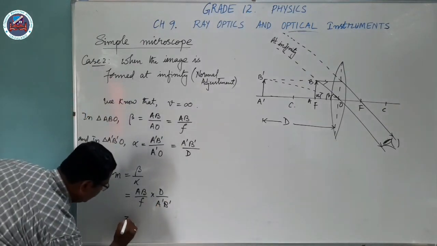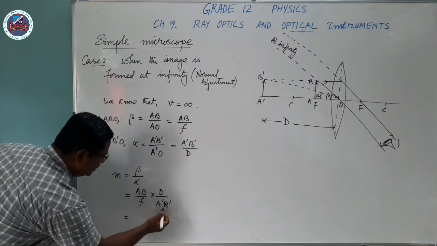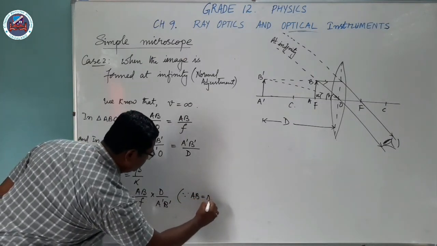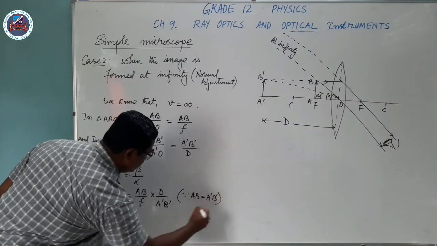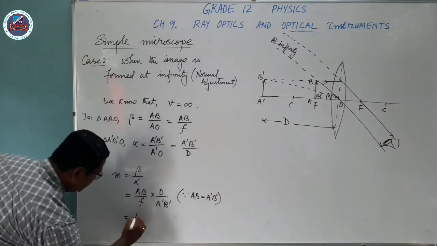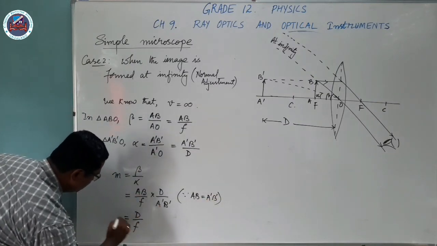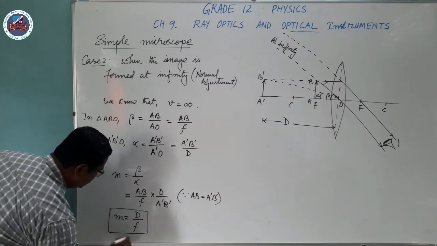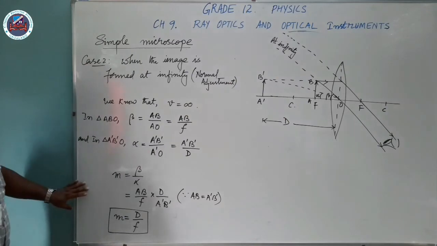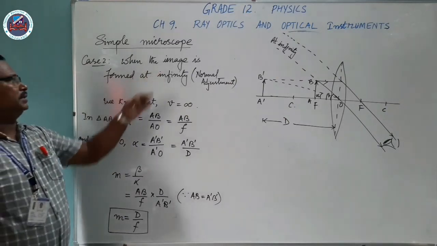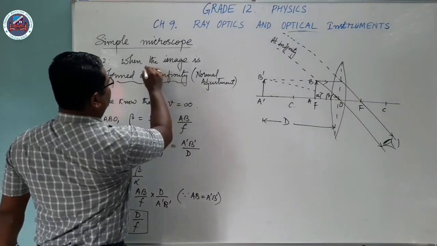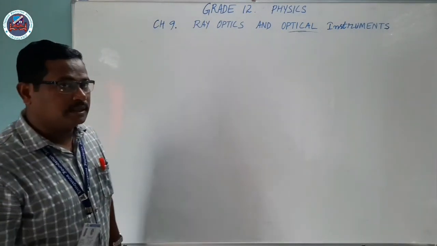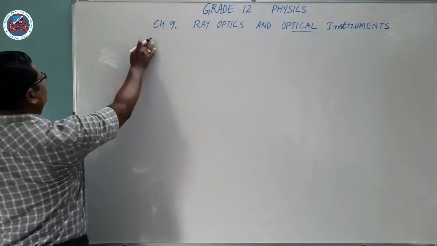Then this one you will get like this. AB and A dash B dash, since they are both equal, in the diagram you can see A dash B dash and AB, their heights are equal, so you can cancel it. So you will get the angular magnification M as D by F. This way you can find out the angular magnification when the image is formed at infinity, that is under normal adjustment also we say. Now let us discuss about compound microscope.